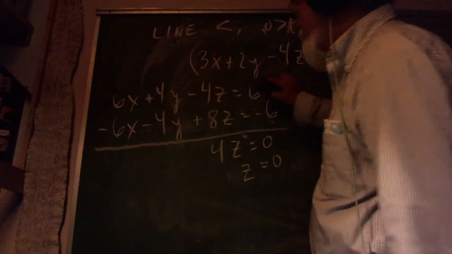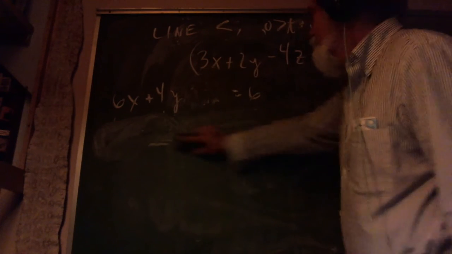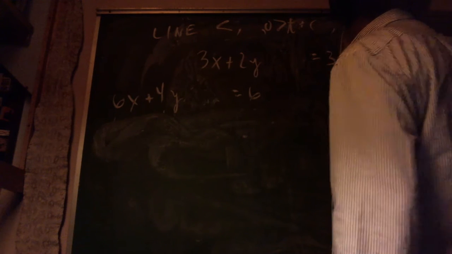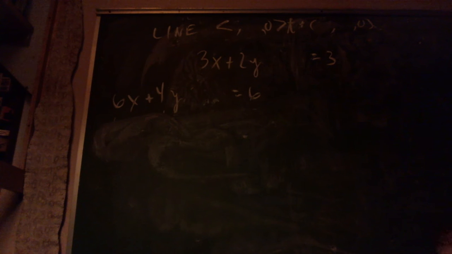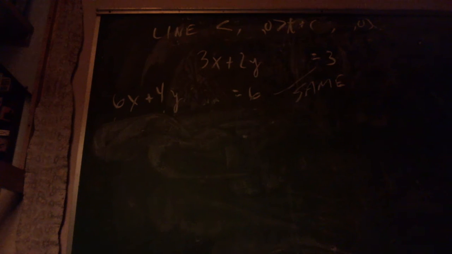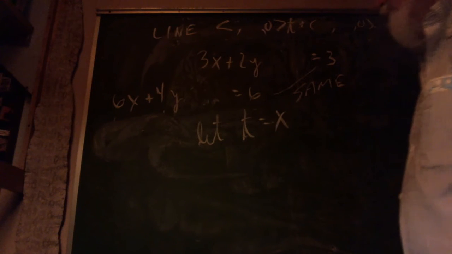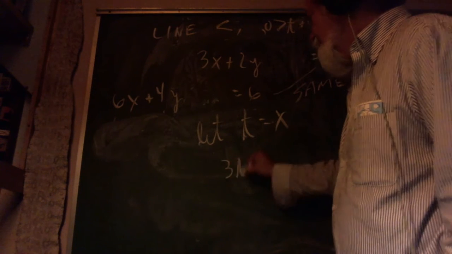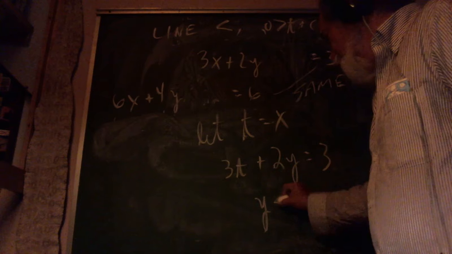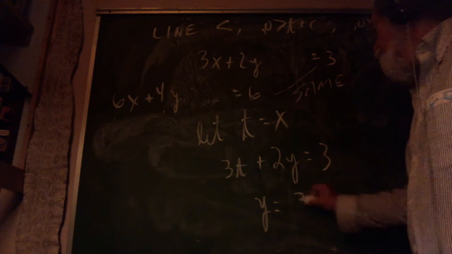So set z equals 0. Check it out. If z equals 0, that's 0 for that plane, and that's 0 for that plane. And you see, it's the same equation. Same. All right, so that's the relationship between x and y. So let t be x. If t is x, then you have 3t plus 2y equals 3. So y is equal to 3 minus 3t divided by 2.